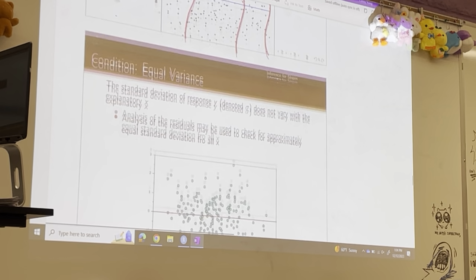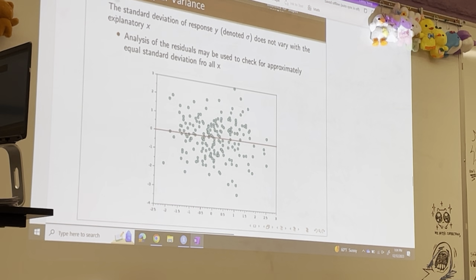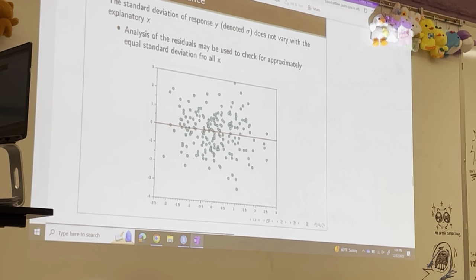All right, another condition that we're going to have to check, so obviously the conditions are very different from what we've seen before. Hold on.